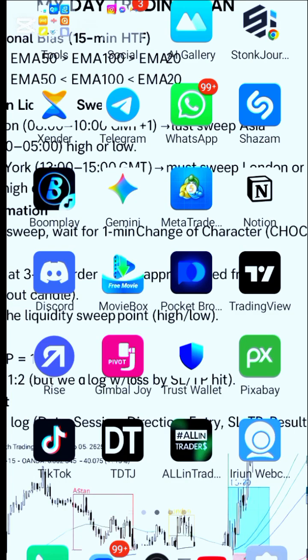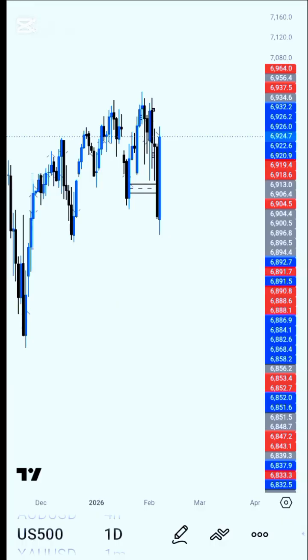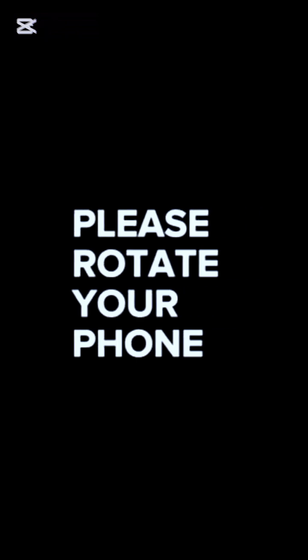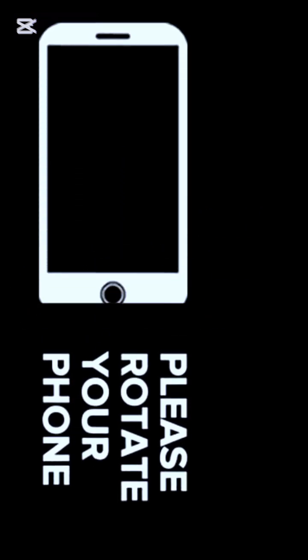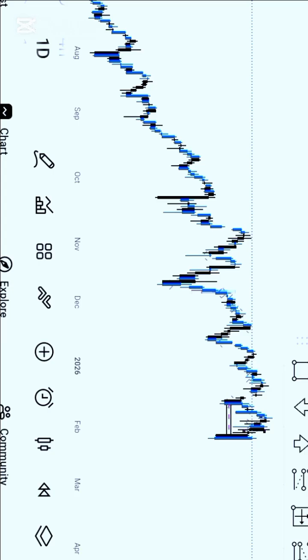Then go to your phone, open TradingView on your phone, then select the pair that you want to use for analyzing. Then rotate your phone to the wide angle, like this. First of all, we start from the daily time frame. I'm using US 500 in this trade as an example.